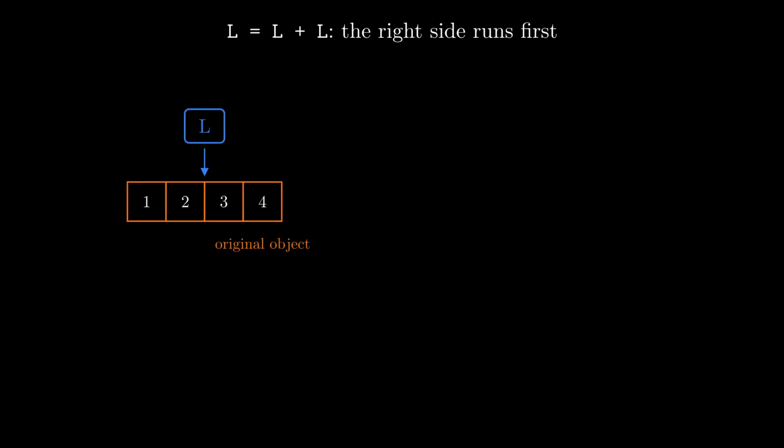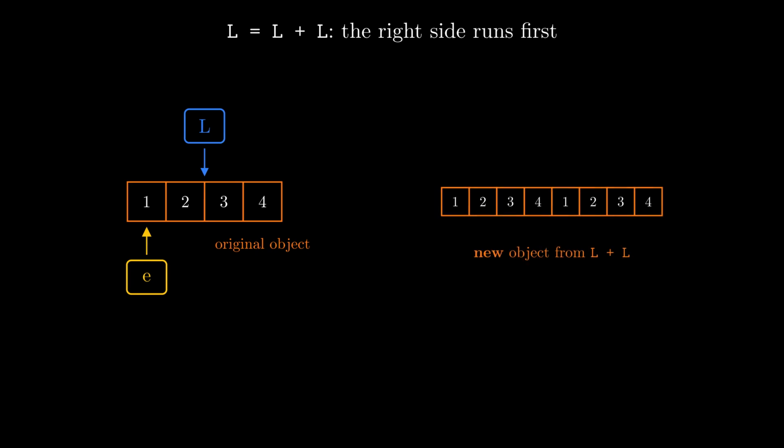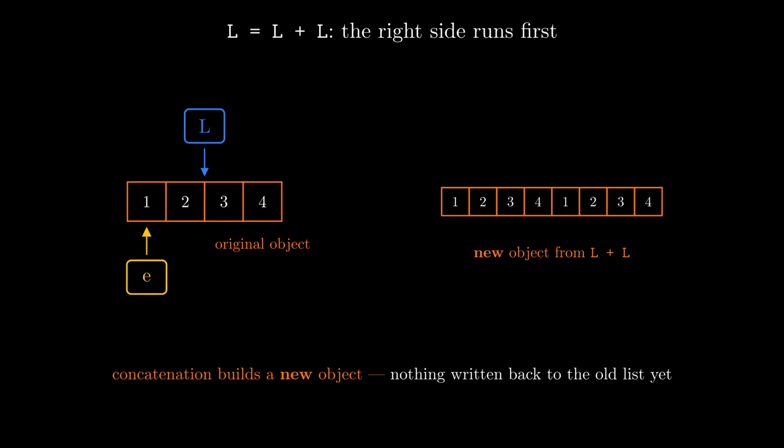Originally, L points to the object 1, 2, 3, 4, and E points at its first element, the 1. Now we run L is set to L plus L. Read the right side first. Concatenation never mutates. It builds a brand new object. So a fresh list appears in memory. 1, 2, 3, 4, 1, 2, 3, 4. Nothing has been written back into the old list yet. We have simply created a new separate object sitting alongside the original.